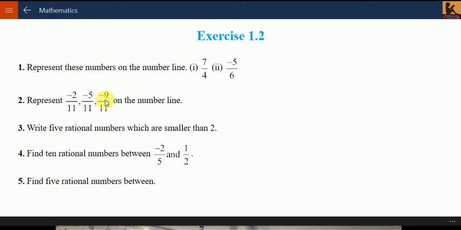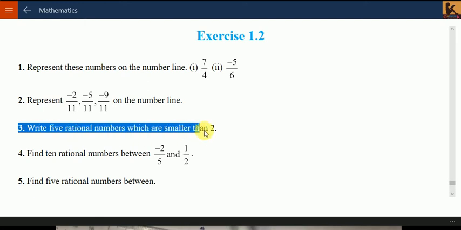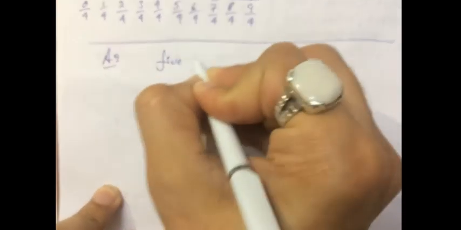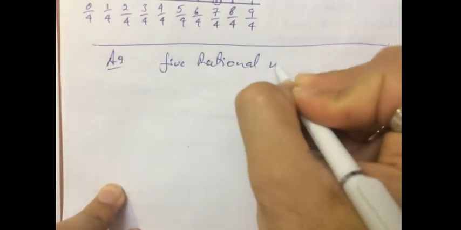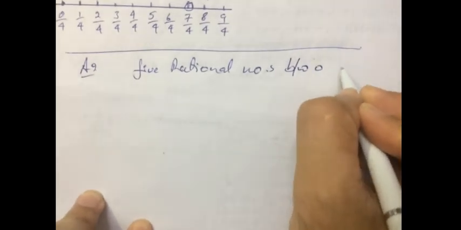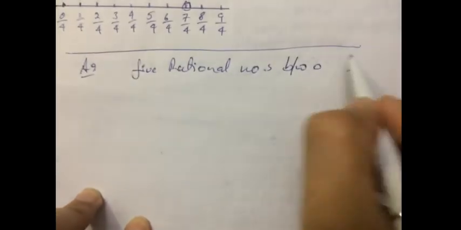Write 5 rational numbers which are smaller than 2. Now, how can you solve this? Let's see. As you know, you have to find 5 rational numbers less than 2, so it will be between 0 and 2, you can say. You can take between 0 and 2.